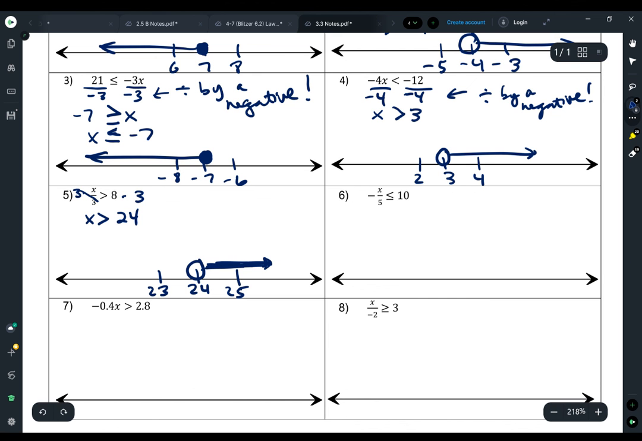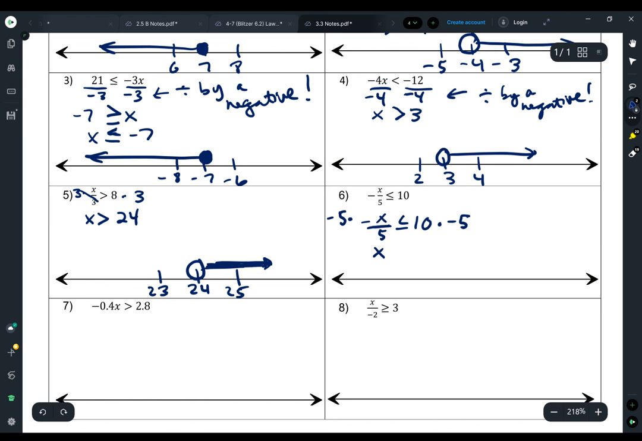On the next one, I have a negative here, and x is being divided by 5. So I'm going to just rewrite this so I have a little more space. Because I have a negative, I'm going to multiply because I want the negative to go away. I want x to be positive, so I'm going to multiply by a negative and a 5, because 5 is what I'm dividing by. So I'm going to multiply by a -5 on the other side as well.